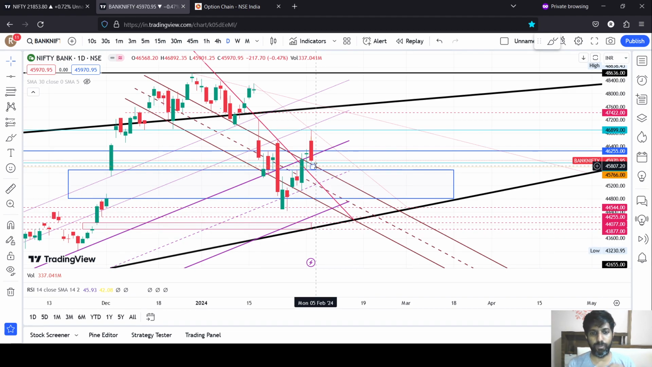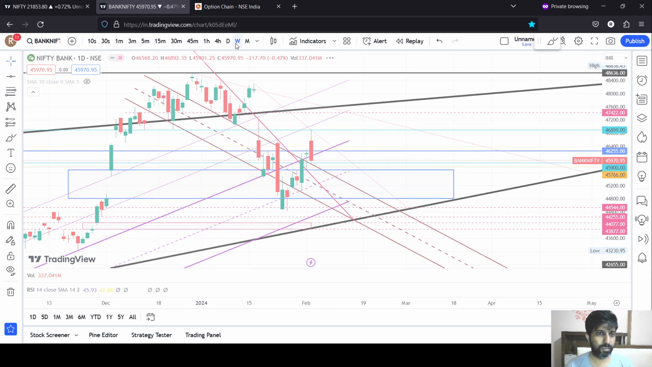Now, in tomorrow's session, if the price sustains above 45,800, there is a good chance that it will reverse from 45,800 or 45,700, which happen to be the support levels. So 45,666 to 45,800 will continue to act as support. If the price breaks below these levels, that is 45,666, then we may see a further downfall, and the trend line which we had broken a couple of days back may be retested.